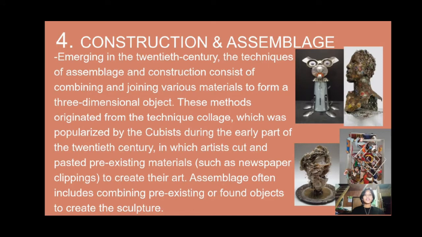The fourth basic sculptural technique is construction and assemblage. Emerging in the 20th century, the techniques of assemblage and construction consist of combining and joining various materials to form a three-dimensional object. This method originated from the technique collage, which was popularized by Cubists during the early part of the 20th century, in which artists cut and pasted pre-existing materials to create their art.